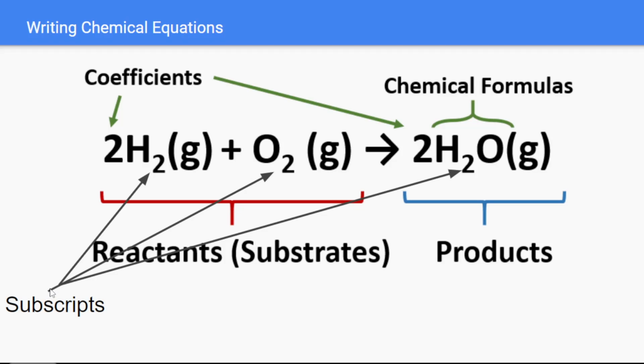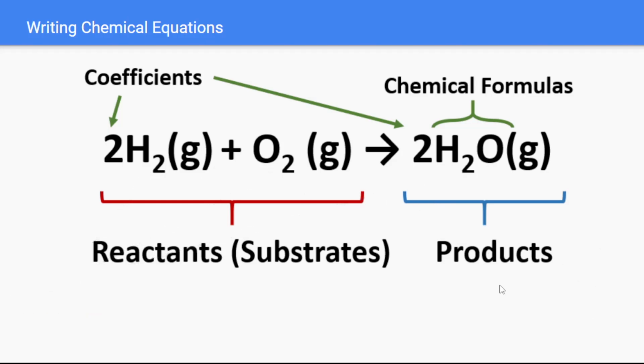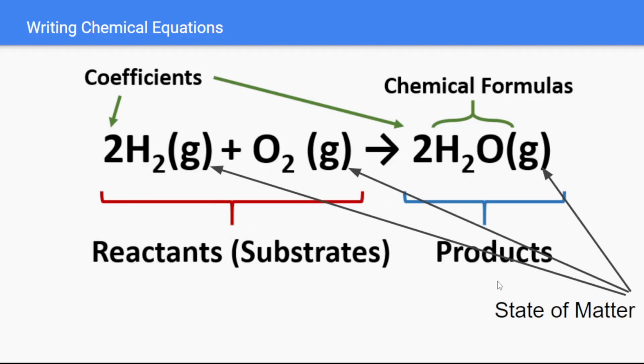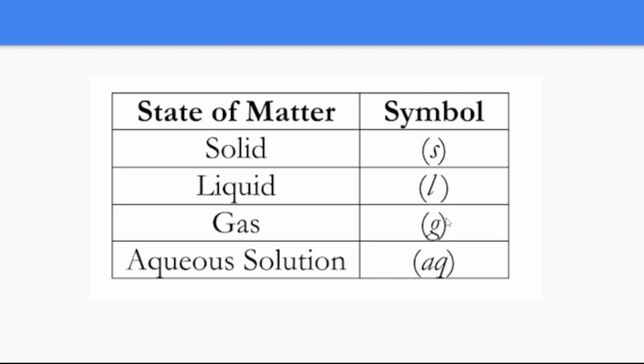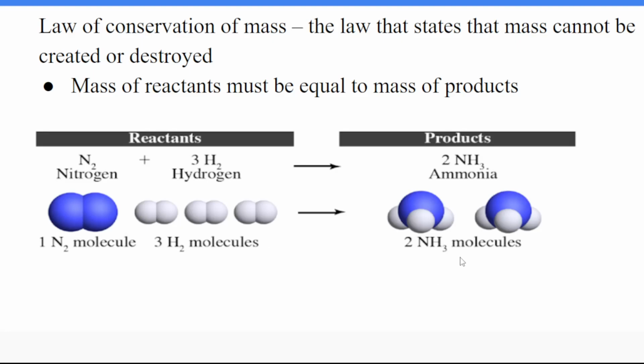You have the small number, the subscript, that tells you how many atoms there are for that particular element, or sometimes if it's in parentheses, it might be for the whole compound in parentheses. So I have 2 hydrogens, but since my coefficient is 2, that means I actually have 4 hydrogens. And then you also have your state of matter. State of matter could be solid, liquid, gas, or aqueous, which means that it's dissolved in water.